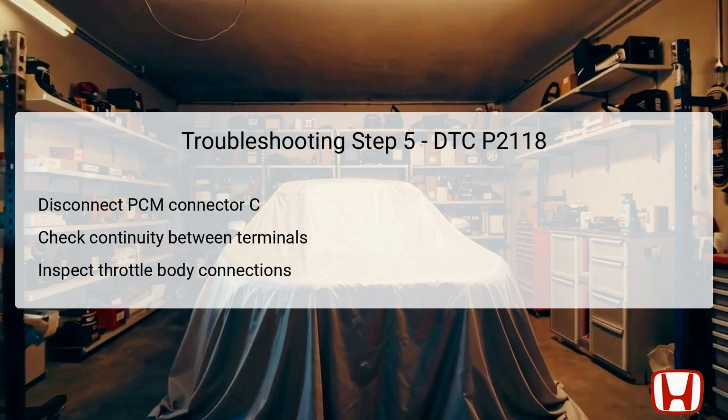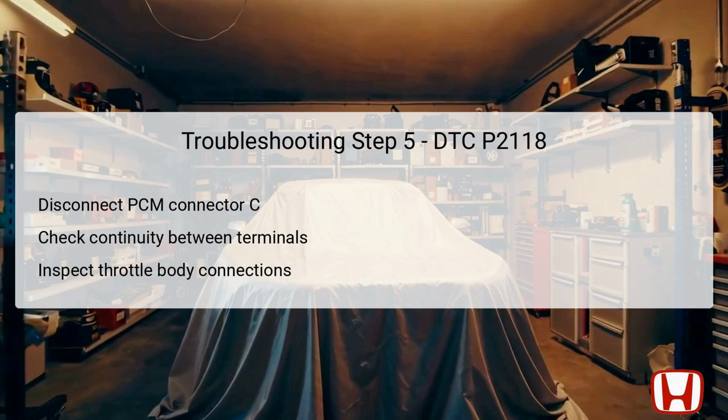For the fifth troubleshooting step, after successfully validating the continuity to the PCM connector terminal B33, the next operation is to disconnect PCM connector C, which also contains 49 pins. Similar to previous steps, this helps in isolating the specific circuits related to the throttle actuator.